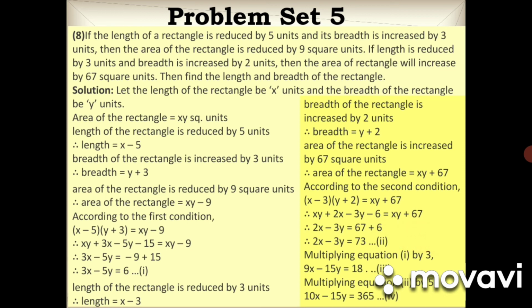Multiplying equation 1 by 3, we get 9x minus 15y is equal to 18. Let this be equation 3. Multiplying equation 2 by 5, therefore 10x minus 15y is equal to 365. Let this be equation 4.